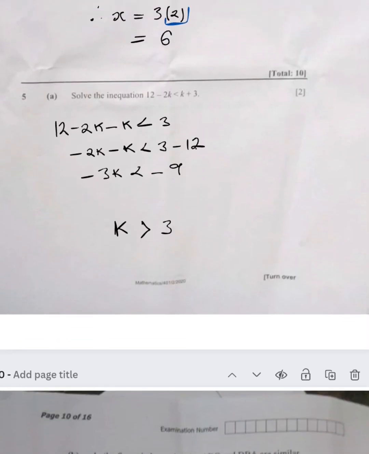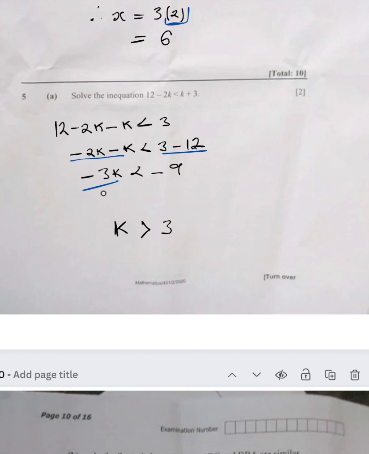The next problem is about inequalities. So first of all, I collect like terms together. I just wrote 12 minus 2k minus k, which is, k crosses the inequality sign, is less than 3. Then I subtract 12 from both sides. That is 3 minus 12. Now, negative 2k minus k is negative 3k, and 3 minus 12 is negative 9.